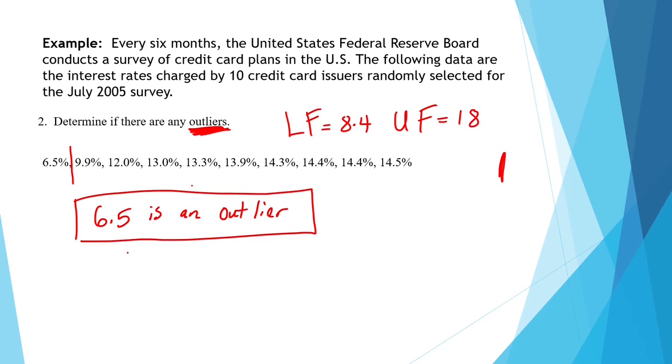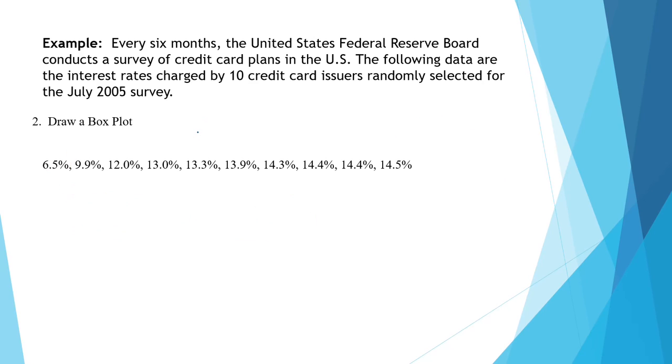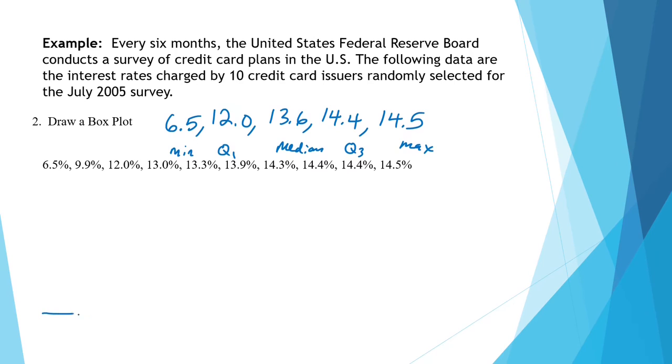one outlier, 6.5. To draw our box plot, we need the 5-number summary. I'm going to draw a line along the horizontal axis, and we'll have our scale. I'm just going to go from 0 to 15 to include all of our data values.